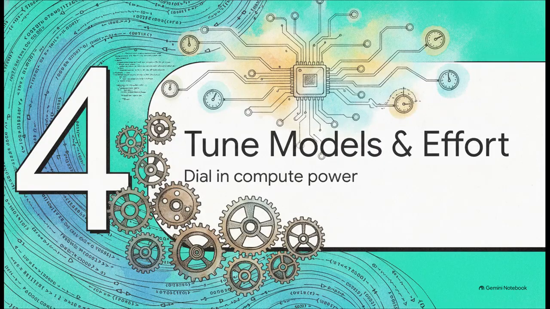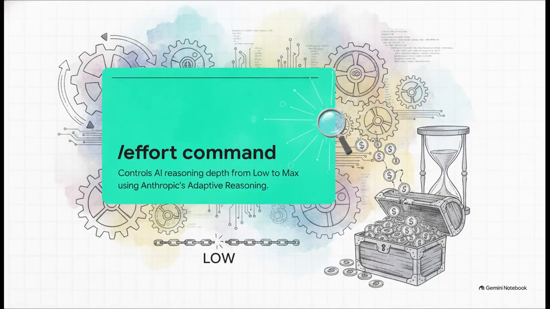Which brings us to Section 4, tuning models and effort, dialing in your compute power. We have to remember that AI reasoning is a resource, and it is definitely not free. When Claude pauses to quote-unquote think before typing, it's spending tokens. Now, Anthropic uses adaptive reasoning, meaning the AI tries to guess if a step needs deep thought. But you can manually override that using the /effort command, dialing it anywhere from low to max.